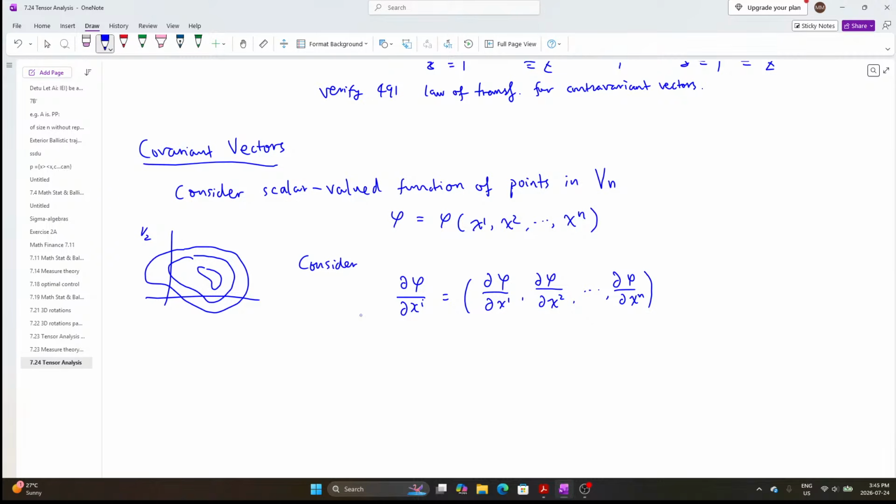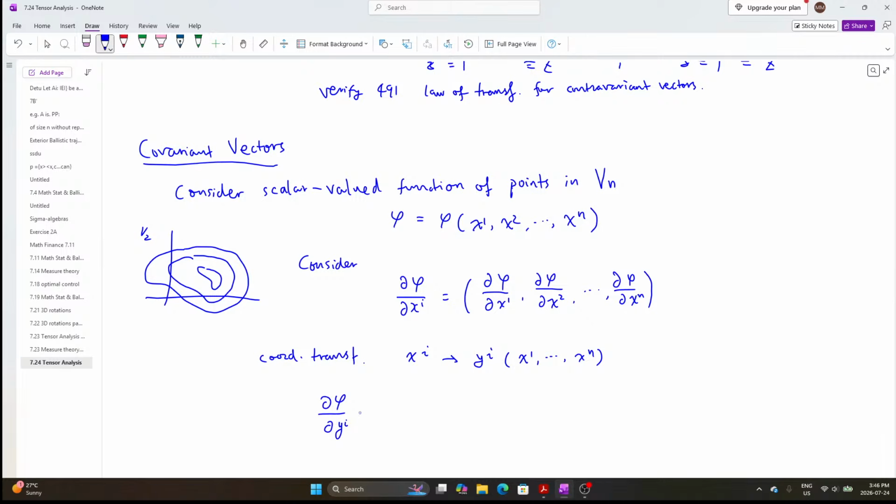And now let's do a coordinate transformation, say from x^i to y^i, meaning y^i is a function of x^1 all the way to x^n. Okay, so now can we form the new tuple, which is dφ/dy^i? Can we do that? What's dφ/dy^i?